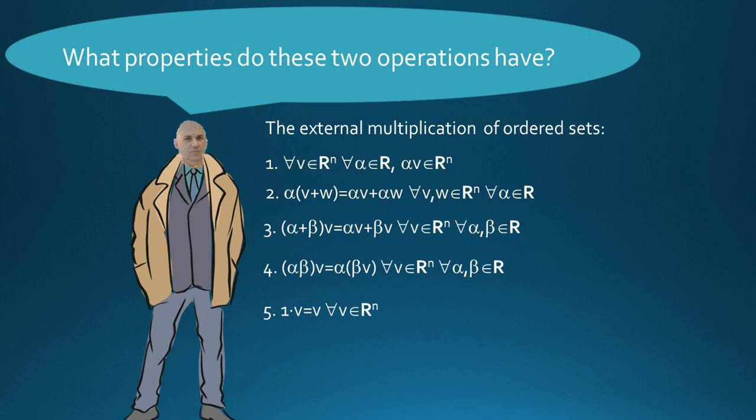3. (Alpha plus beta) multiplied by v equals alpha v plus beta v for any v and alpha, beta. And 4. (Alpha beta) multiplied by v equals alpha multiplied by (beta v) for any v and alpha, beta. And 5. 1 multiplied by v equals v for any v in Rn.